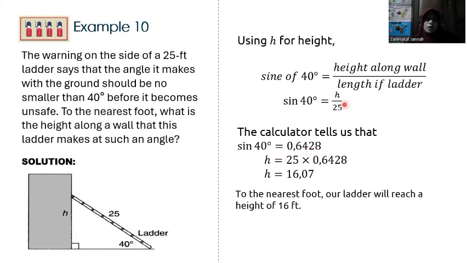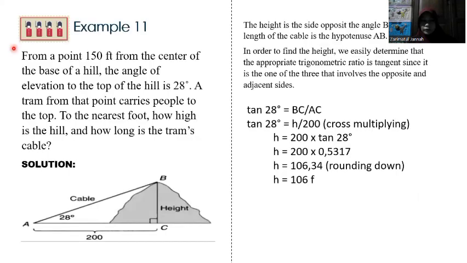The calculator tells us that sine 40 degrees equals 0.642. So with cross multiplication, h, the height, equals 25 times 0.642. So we get 16.05. To the nearest foot, our ladder will reach a height of 16 feet.